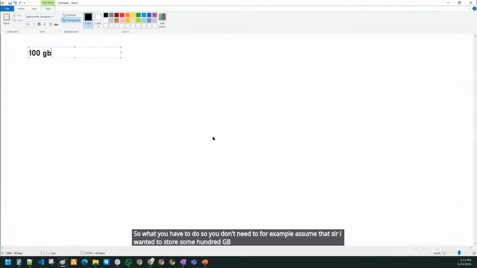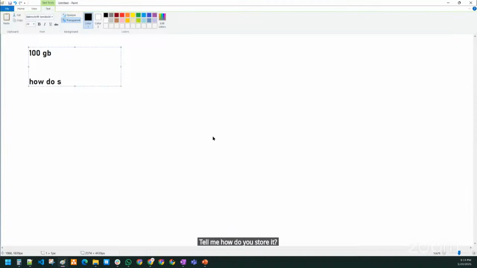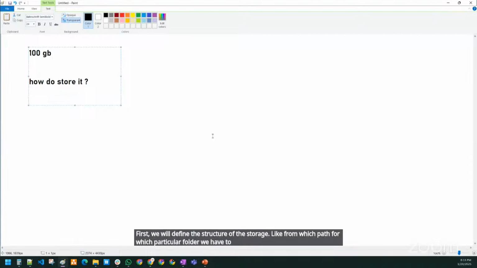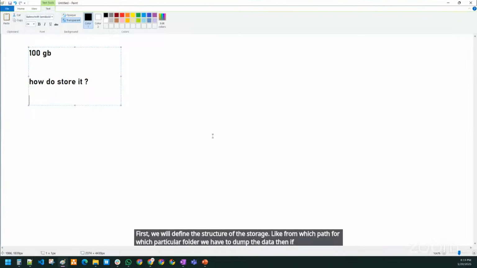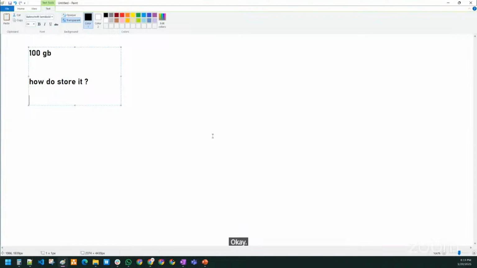Tell me, guys, from the scratch, assume that I am going to give you some 100 GB of data. Tell me, how do you store it? First, we will define the structure of the storage, like from which path for which particular folder we have to dump the data. Then, if possible, we will streamline a script where the extraction, transformation and the loading. No, that's fine. That's fine. But I wanted to focus on how do you store this data.